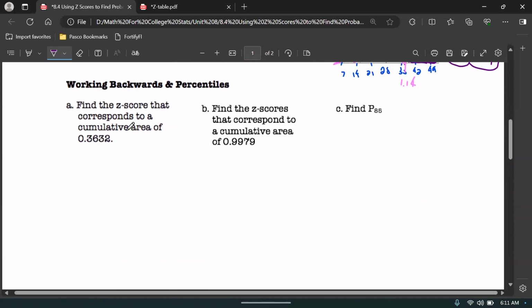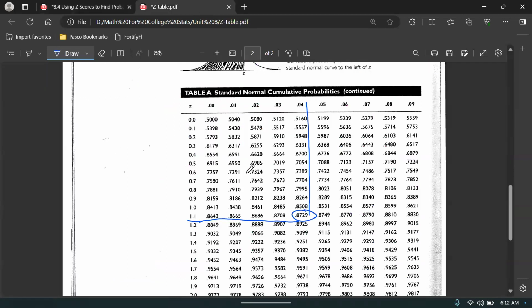All right. So this one is just kind of quick ones. Find the z-score that corresponds to cumulative area of 0.3632. So this one is just kind of like hunting for it, like a scavenger hunt, because we have the area, we have a table for it. So 0.3632. Basically going to look for that number here and then see what z-score it attaches to.